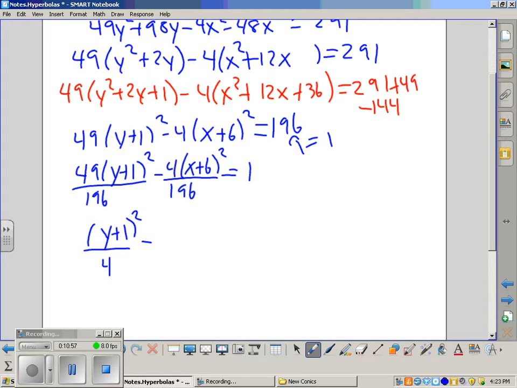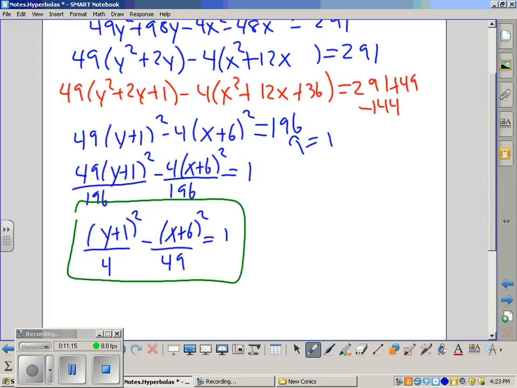So let's see. 1 over 49. Oh, yeah, that should be a 1. Okay, I'm going to pause there and just look to see if this is correct. So I got (x plus 1) squared over 4 minus (y plus 6) squared over 49 equals 1. Okay, that looks good.